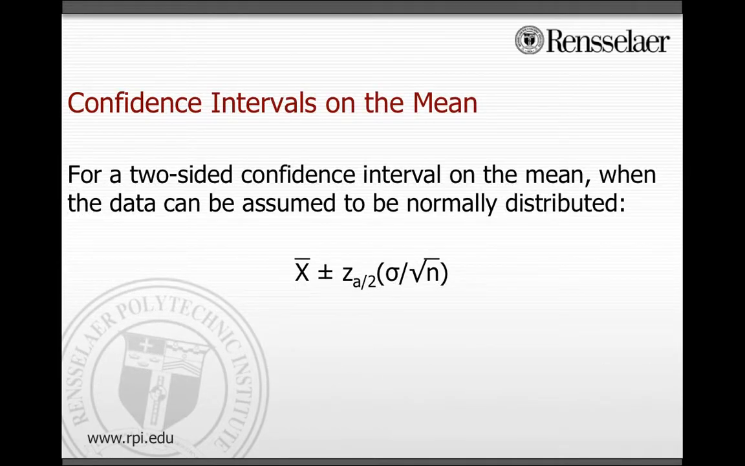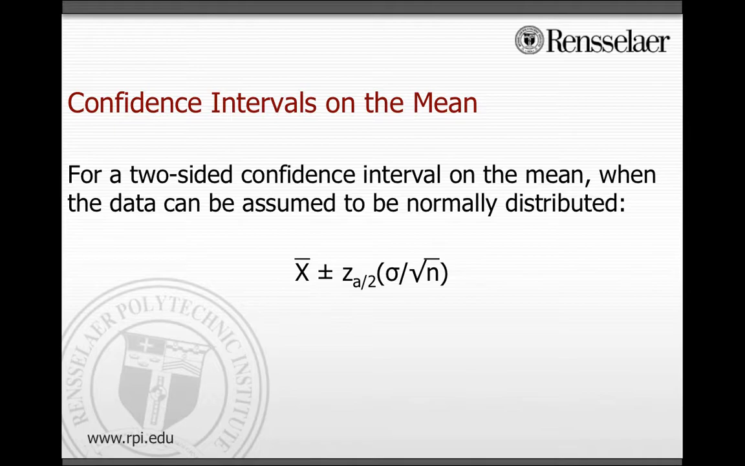Most often, confidence intervals are calculated on the population mean. To calculate a confidence interval of the mean when the population is normal or can be assumed to be normal, you'll need this formula: x bar plus or minus z sub alpha over 2 times sigma divided by the square root of n, where x bar is the sample mean, sigma is the standard deviation. Note that that's sigma, the standard deviation of the population, not the sample standard deviation. And n is the number of observations in the sample.